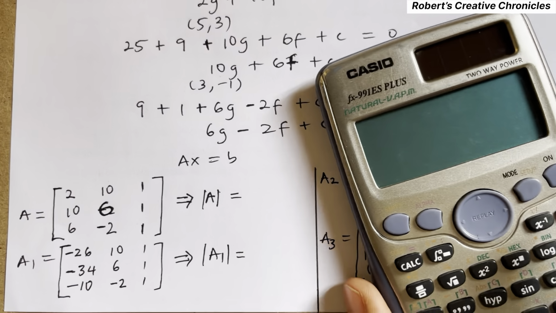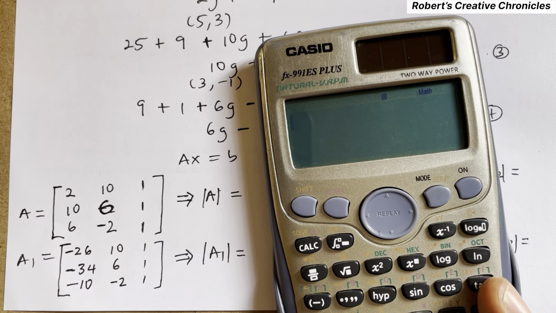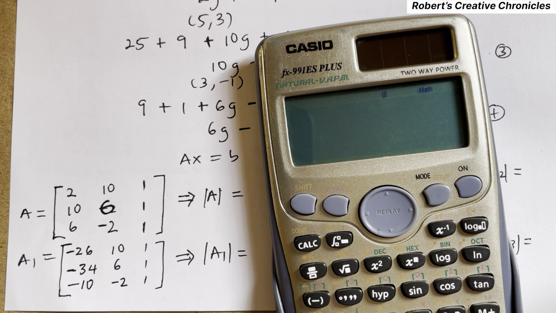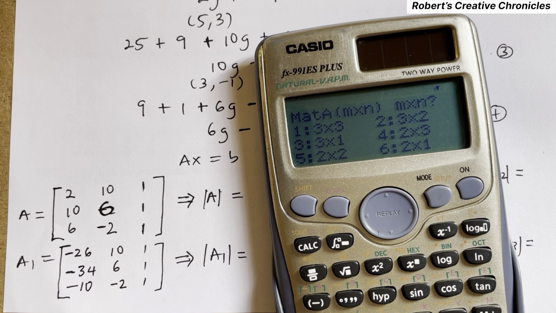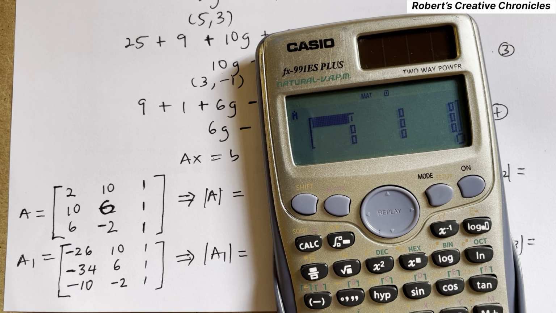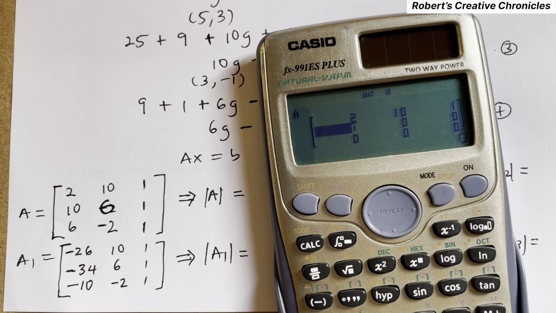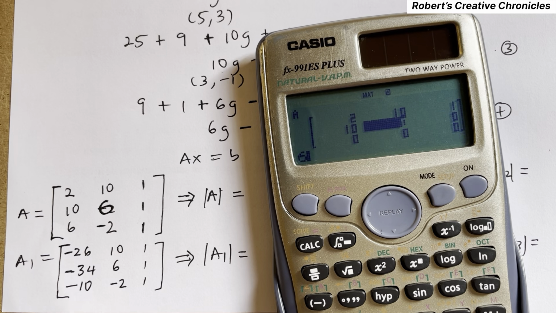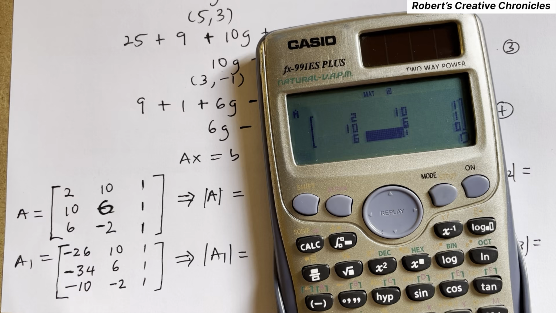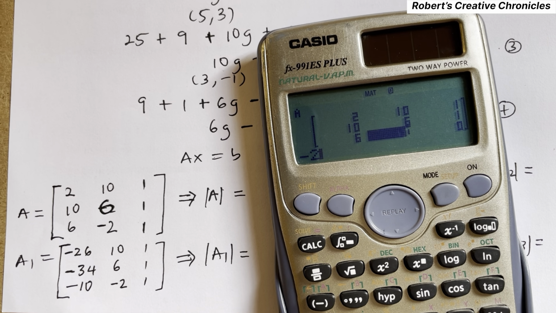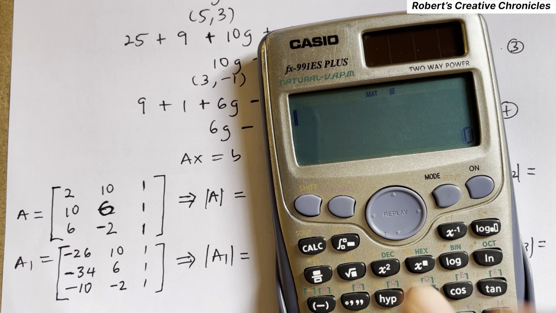So now we'll use our calculator to find the determinant. But let's find this one first. We put matrix mode. Let's save it in mat E. So this is 2, 10, 1, 10, 6, 1, 6, minus 2, and 1. Then we'll save it.